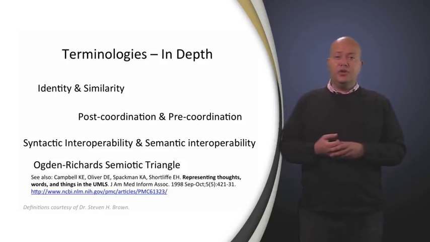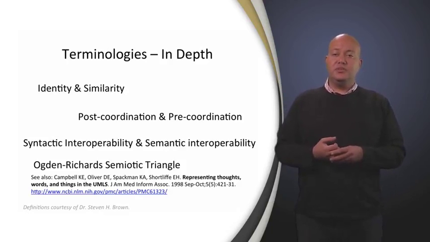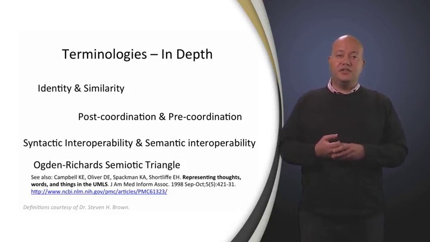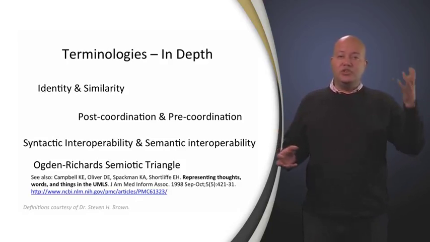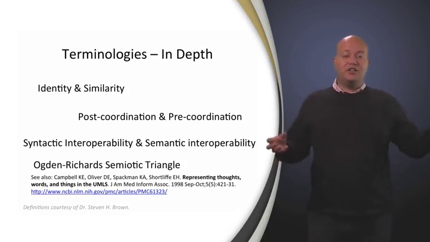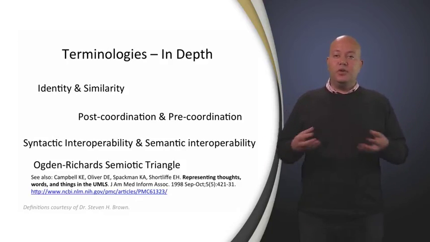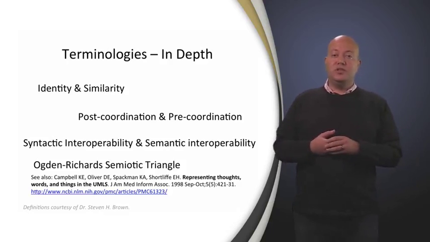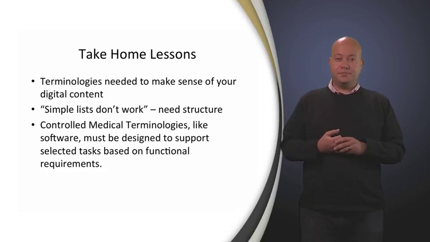Finally, if you want to dive even deeper into knowledge representation in biomedicine, I recommend the article listed here. In this article, you can also learn about the Ogden-Richards semiotic triangle of meaning, which basically describes the relationship between symbols, concepts, which are products of human thought, and the actual things in the world, and how there may not always be one-to-one correspondence between the three components of this triangle.